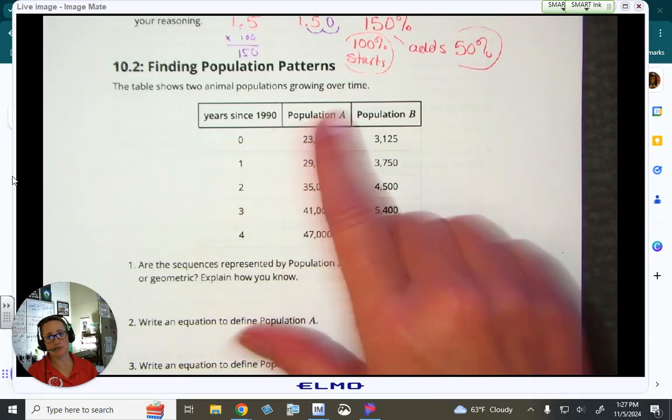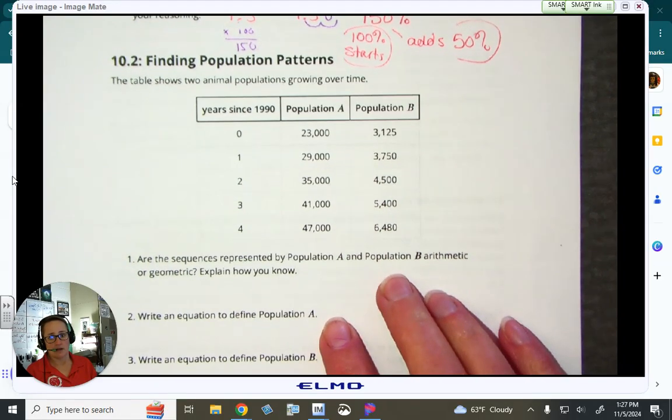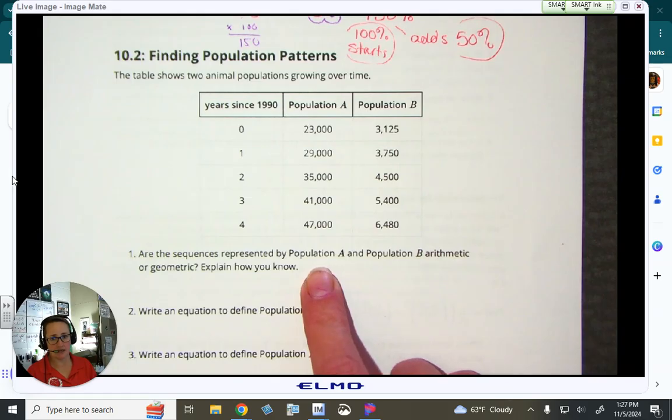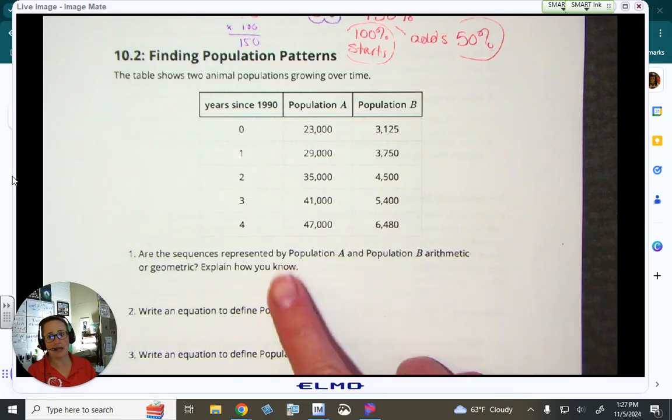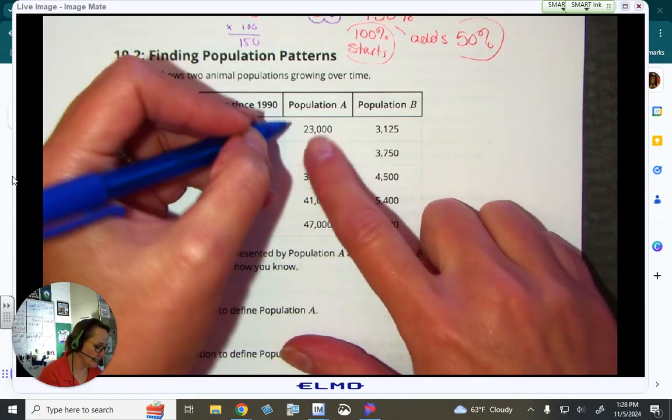So the table shows 2 animal populations growing over time. Are the sequences represented by population A and population B arithmetic or geometric? Explain how you know. All right. I always go with arithmetic first because addition is always easier to me than multiplication. So I'm just going to check.